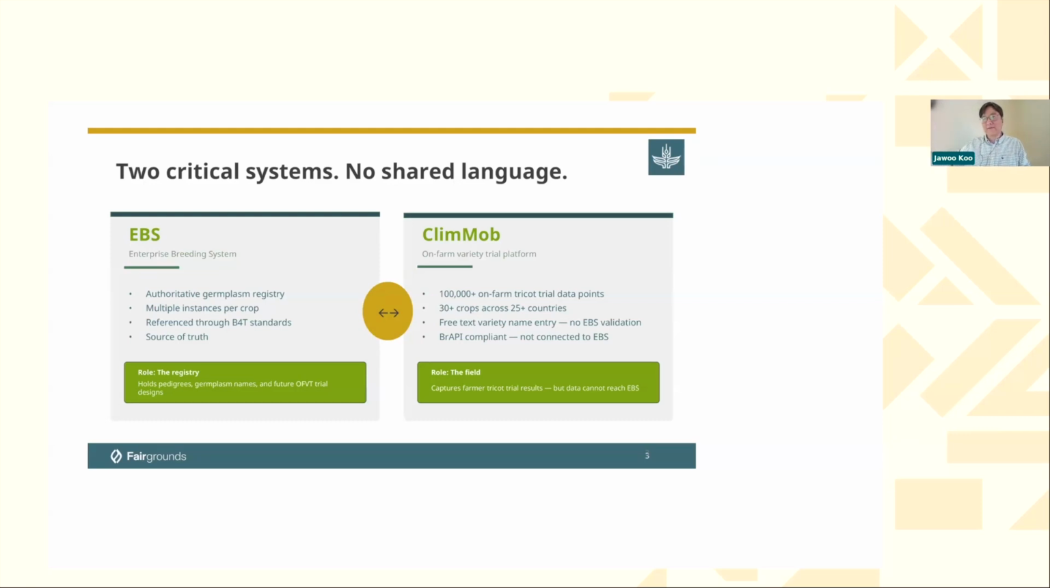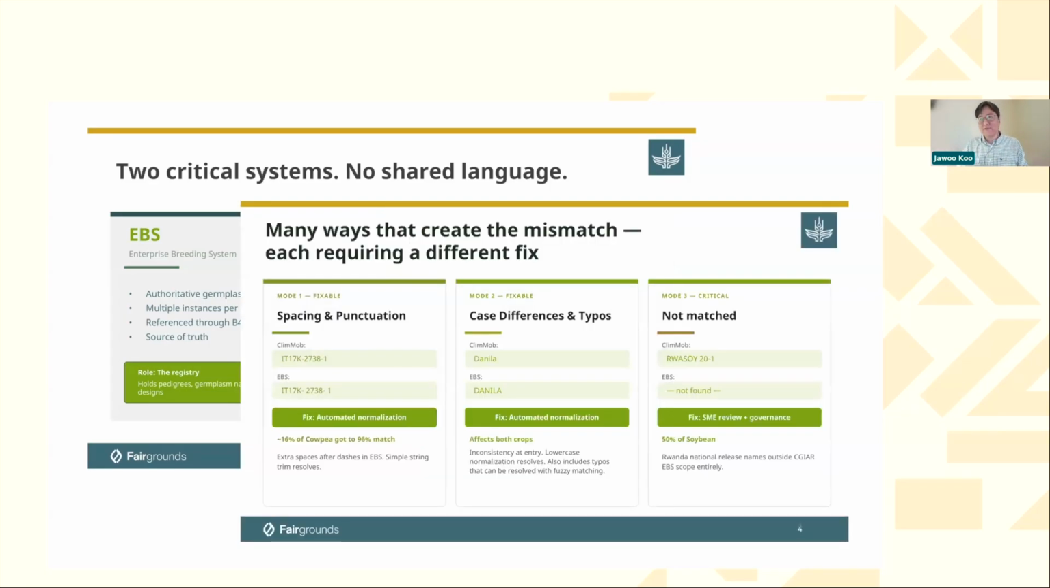Again, this is a very important step to make sure the varieties perform as well in farmers' fields as on the station. The problem we found is that those two systems do not share the same standard way of representing or describing varieties. So we found lots of issues when we tried to automate that. Some of them are easy to fix: extra spaces, different punctuation, typos, different cases, things like that.